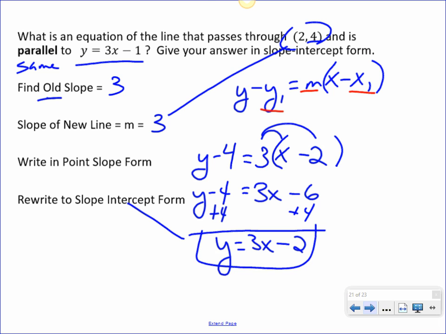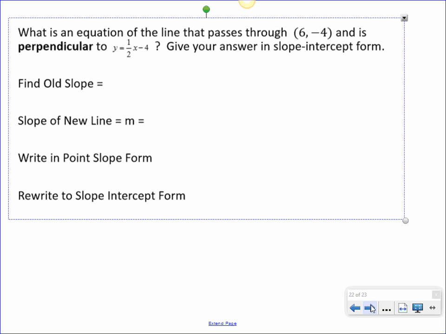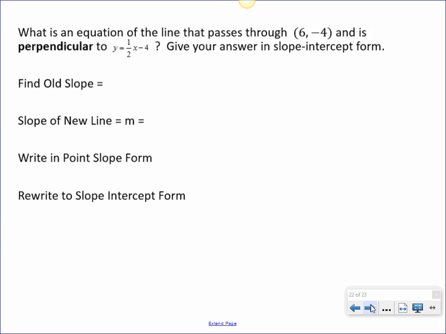Okay, the next one. Next one we're going to look at a very similar problem, except now, let's read it. It says, what is the equation of the line that passes through the point (6, negative 4), and is perpendicular to y equals 1/2 x minus 4? Give your answer in slope-intercept form. So the only difference here now is the word perpendicular. And for perpendicular, you should be thinking in your head, those slopes are opposite reciprocals.